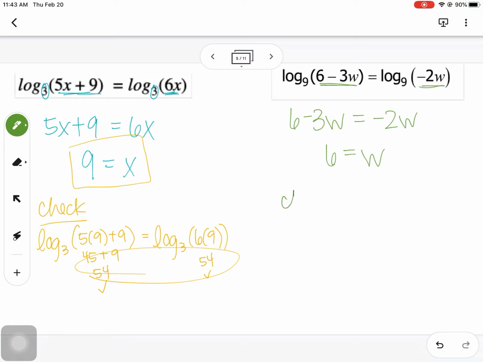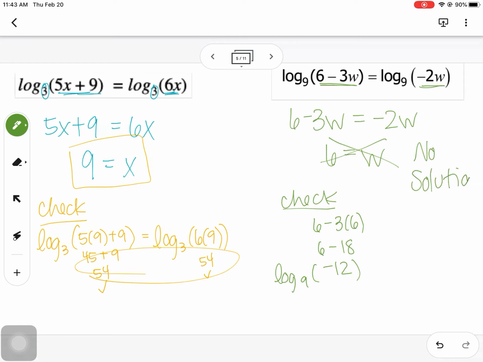But we do have to actually, at least in our head, check. Again, you don't have to write it down if you don't want to, but I'm primarily concerned about what happens when I plug 6 into that log. So if I do 6 minus 3 times 6, it's going to be 6 minus 18, which gives me a negative 12. The fact that I got a negative for the inside of my log, because remember this is what would be in the log, means that this answer does not work. So if you get a negative anywhere, it's not going to work. And so here, my answer is not 6, but it is no solution.